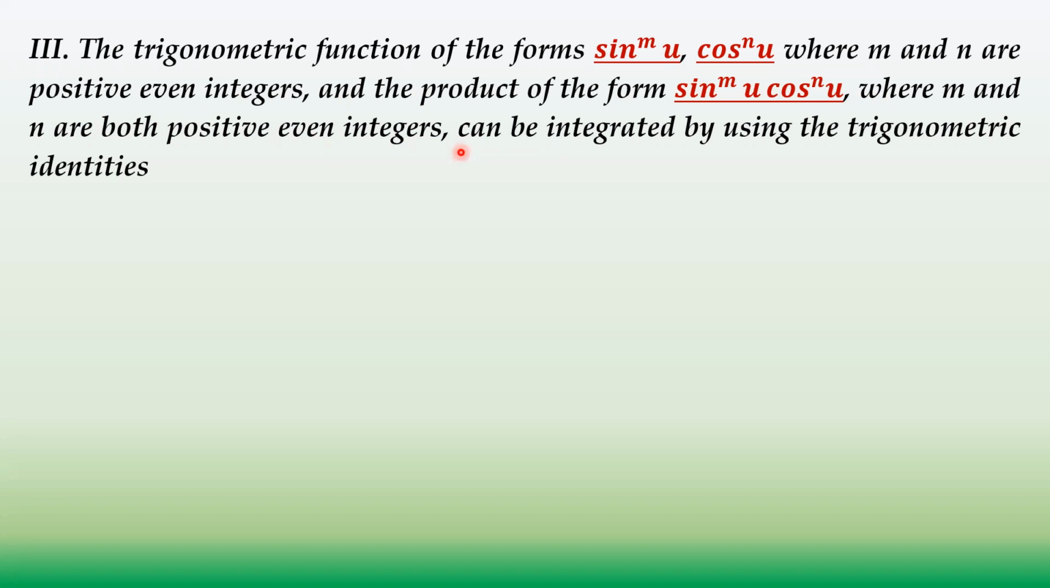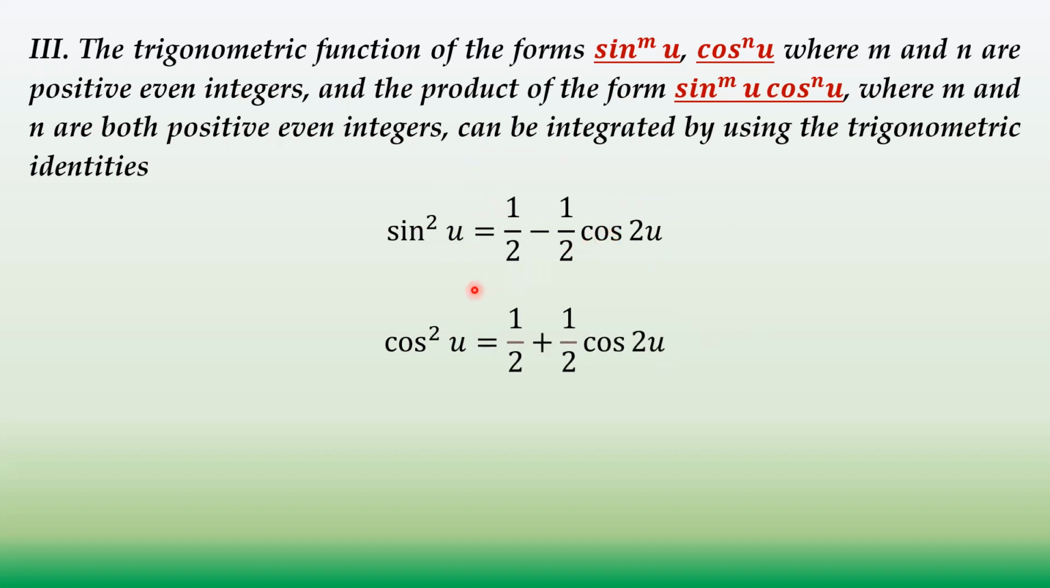Okay, so ano yun? First, we have sine squared u is equal to 1 half minus 1 half cosine 2u. And we also have cosine squared u na equal naman sa 1 half plus 1 half cosine 2u. So, derive yan from the half angle formulas. Yung formula na yan, equivalent.